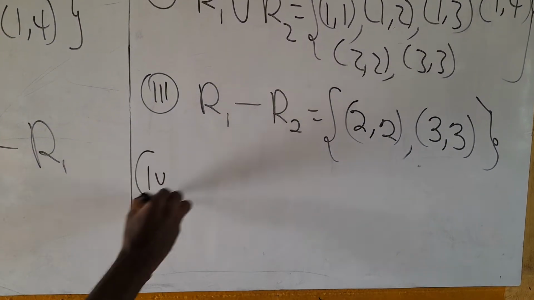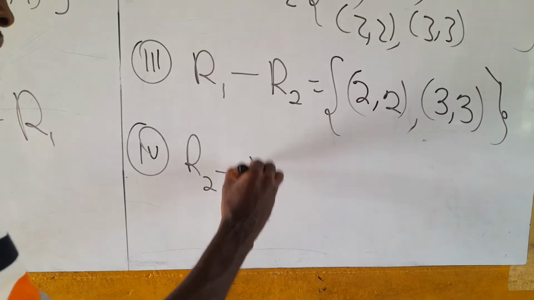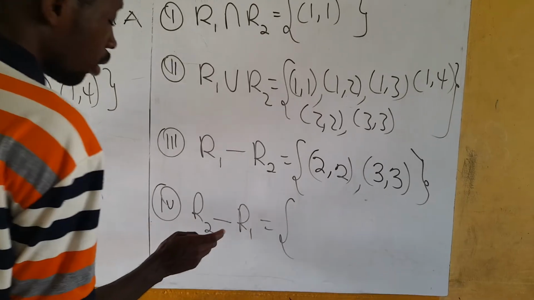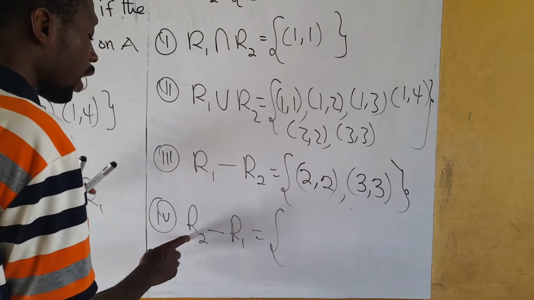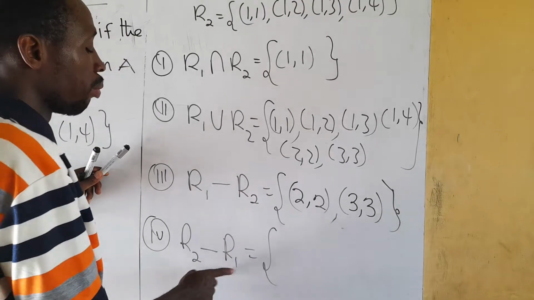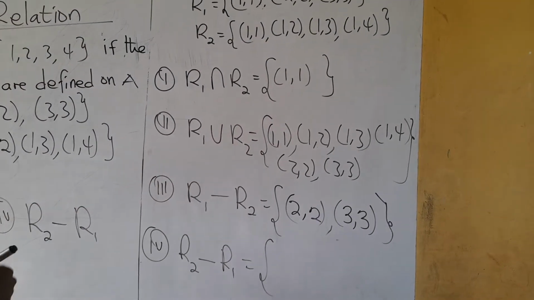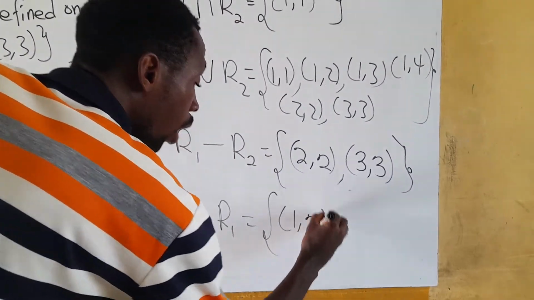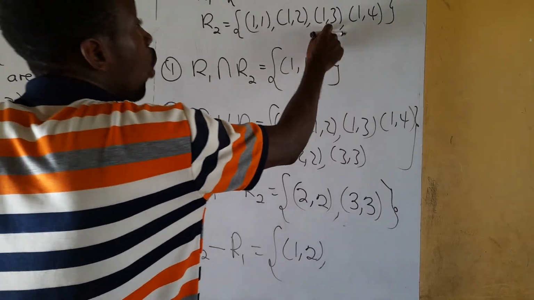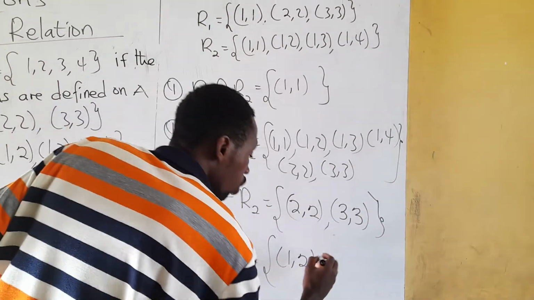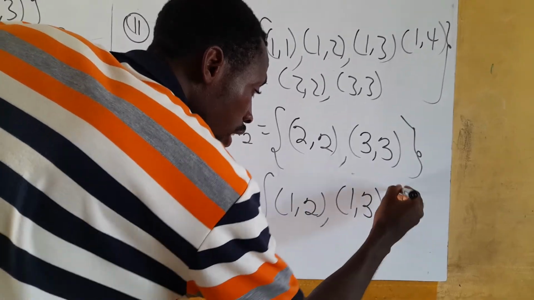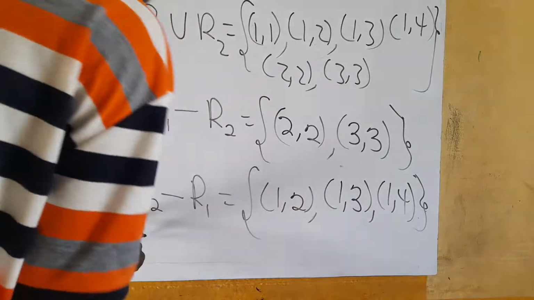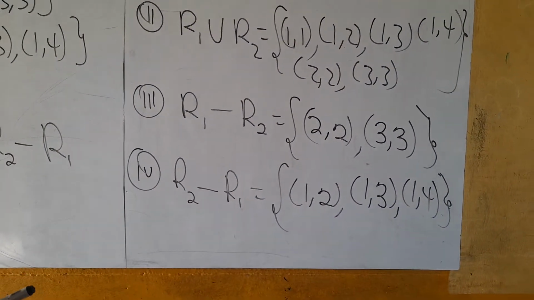Now the fourth one, we should find R2 difference R1. So this simply means the ordered pairs that are in the second relation, but cannot be found in the first relation. So what are they? (1,1) is here and is there, so we don't select. (1,2) is here, is not there. (1,3) is here, is not there. (1,4) is here, is not there. So we have (1,2), (1,3), then (1,4). Then this becomes R2 difference R1. I hope you get that.